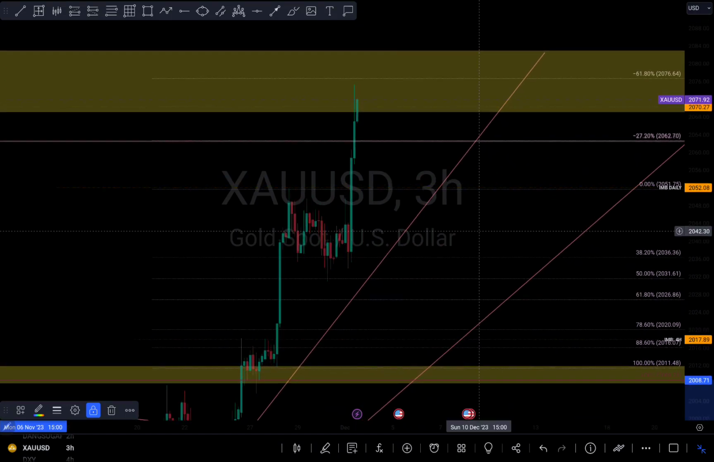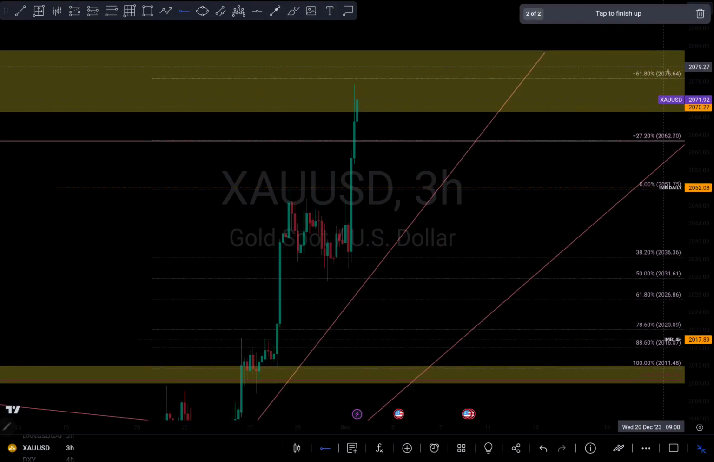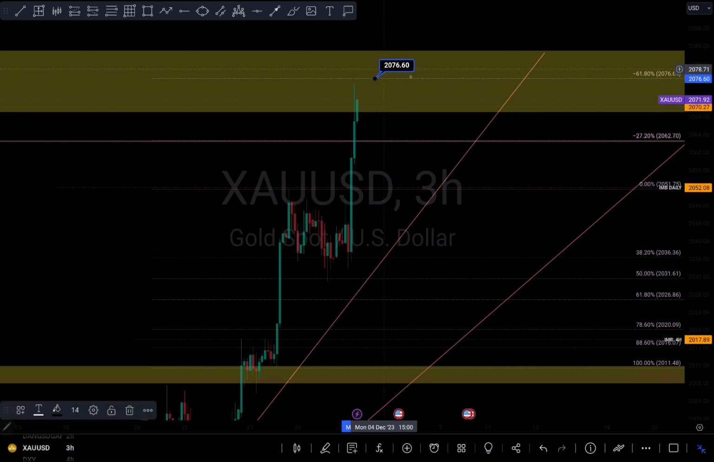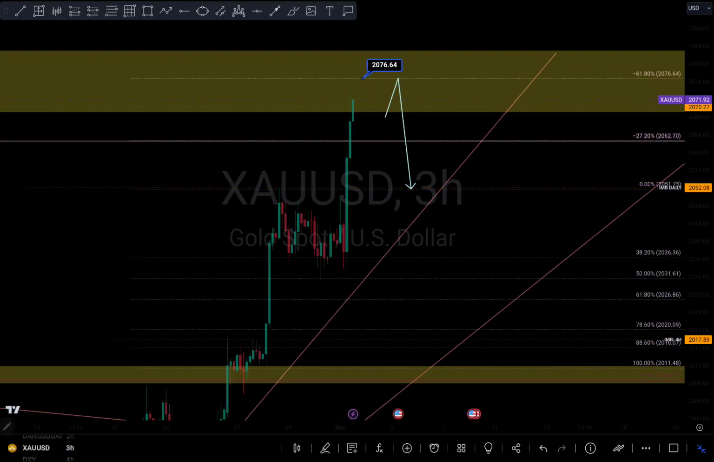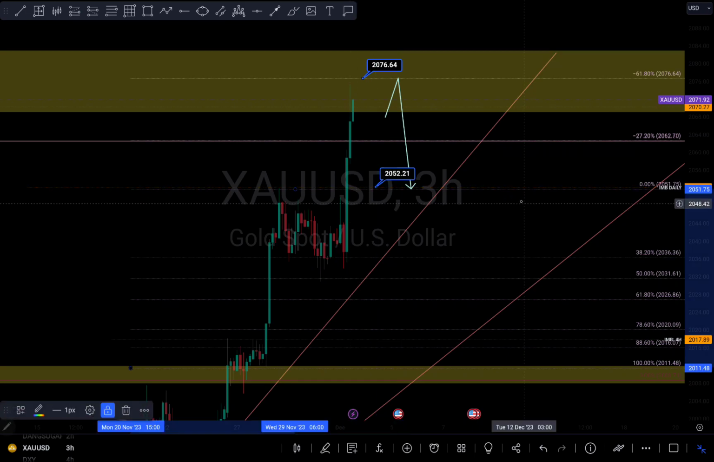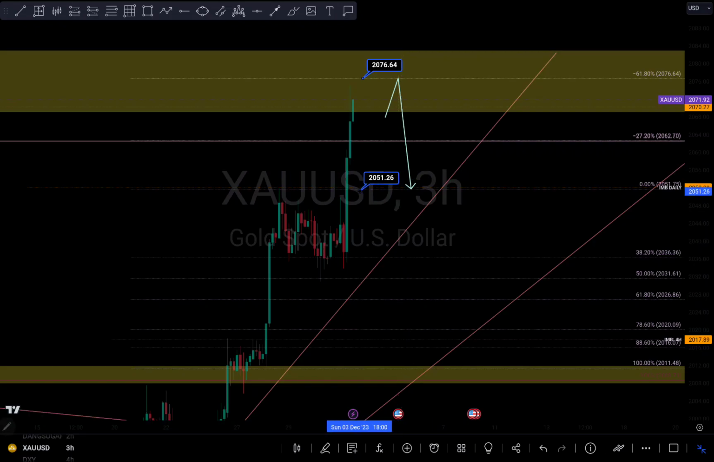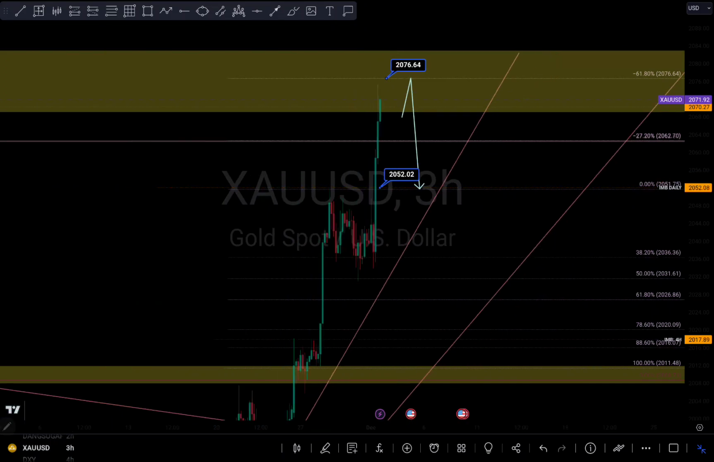So this will be my first scenario because we are almost around my 61.8% fib level, which is around this area right here, and it was 2070. So we might actually get to that level before we start rejecting. So let's see. I think we might just continue to push around that area right here, then push down right here. So that is my thoughts right now on gold, guys. So let's see how it goes.